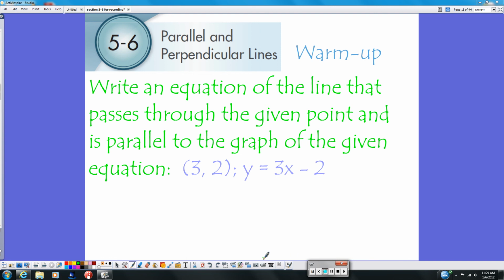Welcome to day 2 of section 5-6, where we're still talking about parallel and perpendicular lines. Today our focus will be on perpendicular lines.